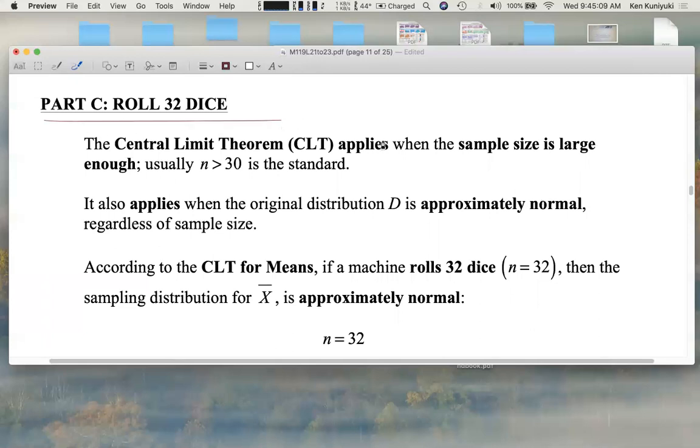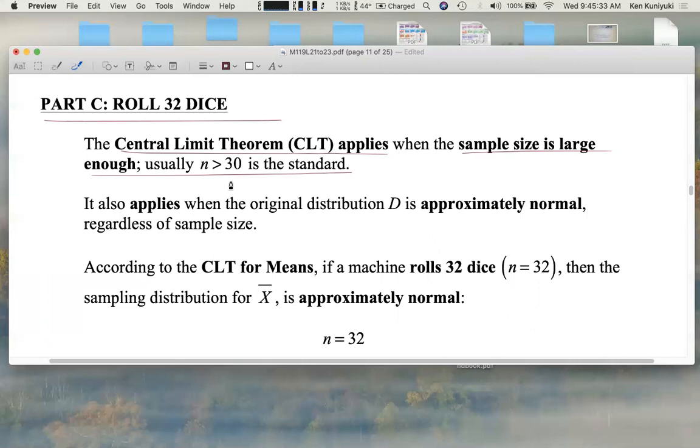But going back to 32 dice, let's do a recap. The central limit theorem applies when. So I'm kind of introducing bits of the theorem. When does the central limit theorem, the CLT, officially apply? When the sample size, little n, is large enough, and usually the standard is when n, the sample size, is bigger than 30. Now, this is not the result of some formula or algebra.